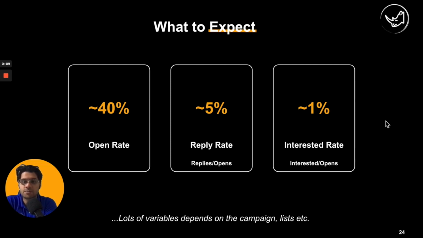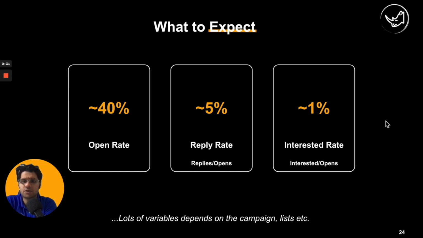So I just wanted to throw up some stats for you for reference purposes. Again, these are all going to change depending on all the different variabilities. But if you're getting an open rate of around 40% on your cold email campaigns, that's decent. Ideally you want to aim for 50 to 60%, which is on the higher side, but that's really what you want to be going for.